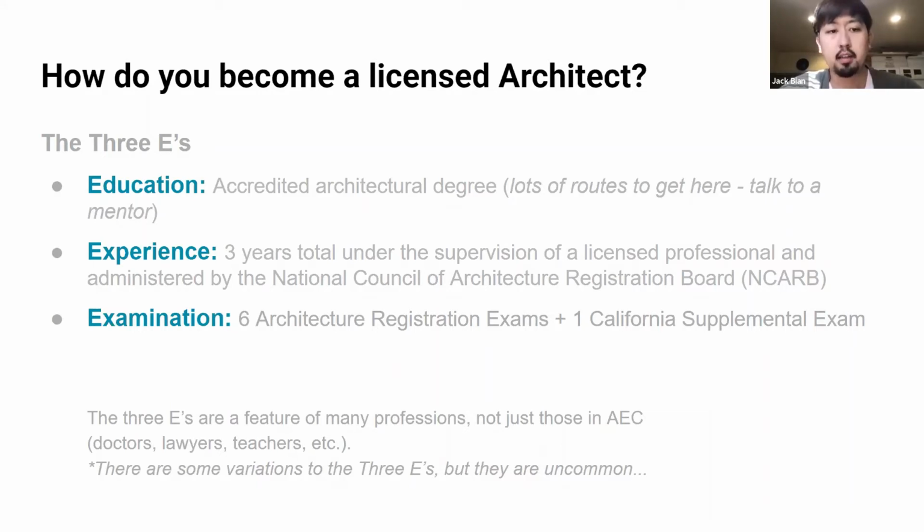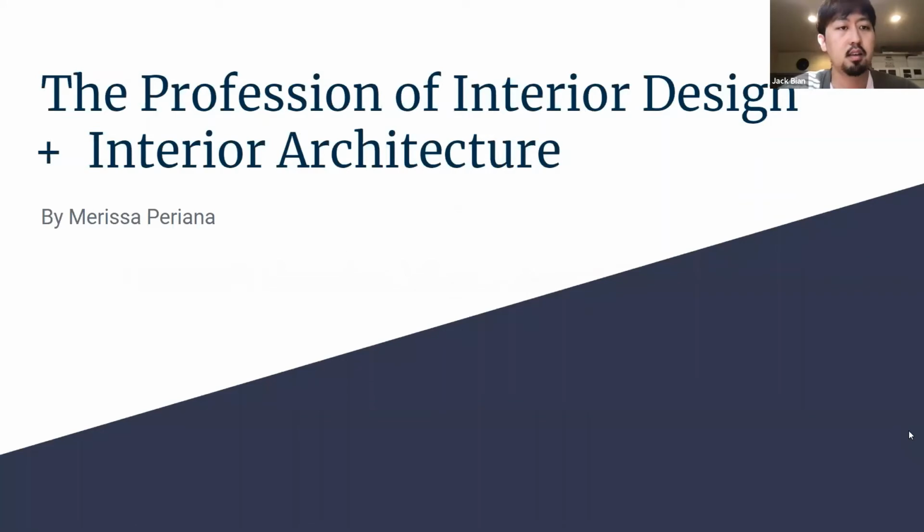And during that, you can also study and pass your exams. There are multiple exams. Right now, there are 6 exams for national and 1 supplemental in California. Licensure is specific to the state, and every state has slightly different requirements. California requires you to do an extra exam in addition to the 6 architecture exams. So after completion of all those 3 major things, you become a licensed architect. Next.